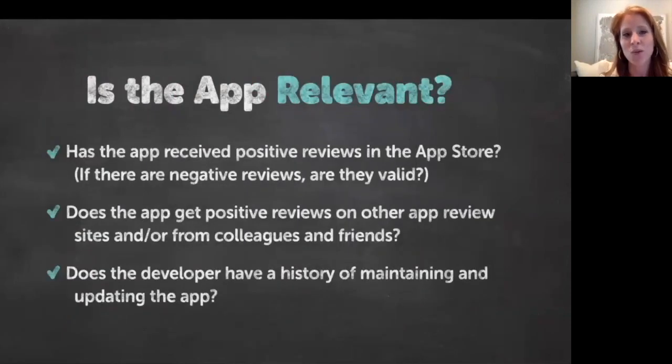Okay, so the next thing I want to know is the app relevant? When I think about that, I'm looking for an app that has received a lot of positive reviews in the App Store, and I'm also interested in looking at what the negative reviews were as well, and if they apply to me. For example, Articulation Station was created to treat articulation and phonological disorders. And one time we received a 1-star review that said, this is not an alphabet app.